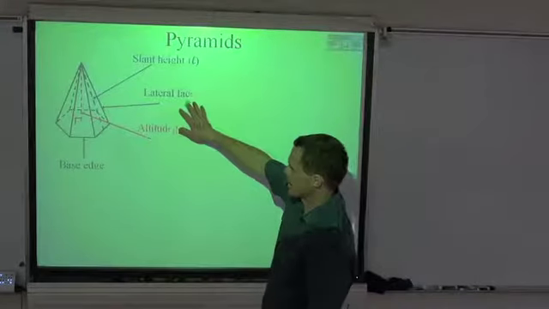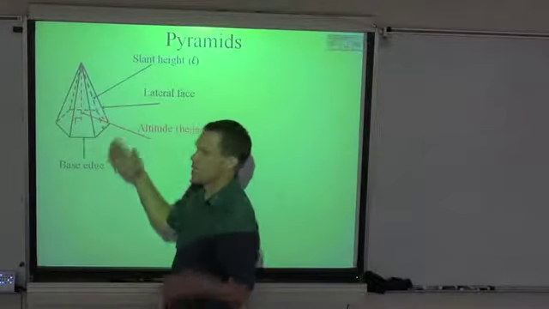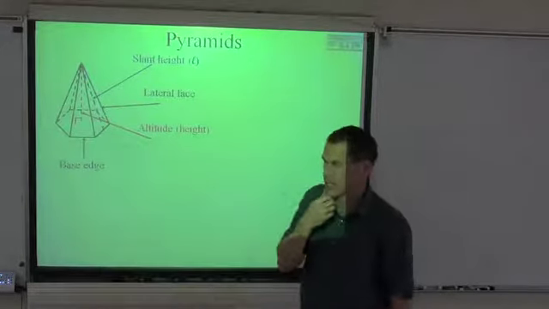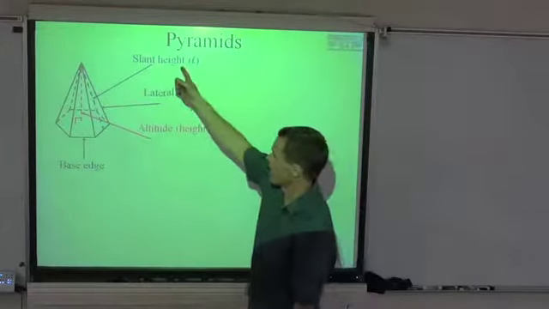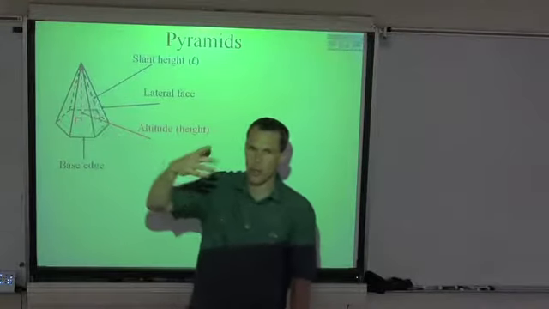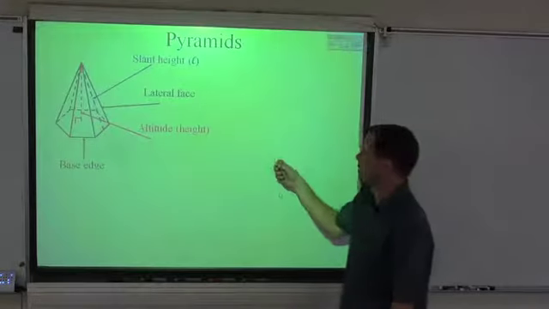There are the lateral faces, which are the triangles that come together at the point. All lateral faces are triangles in this case, and the slant height is actually the height of the triangle. Now we're going to see that in a different way right here.